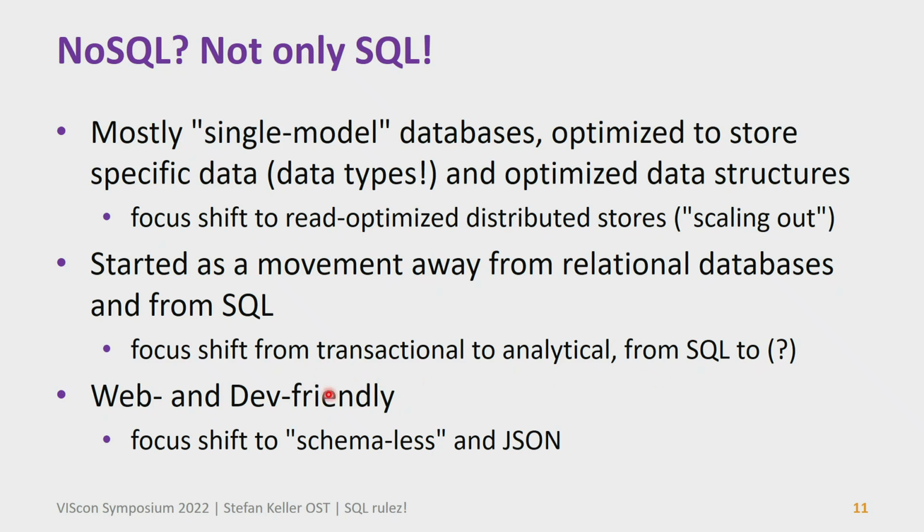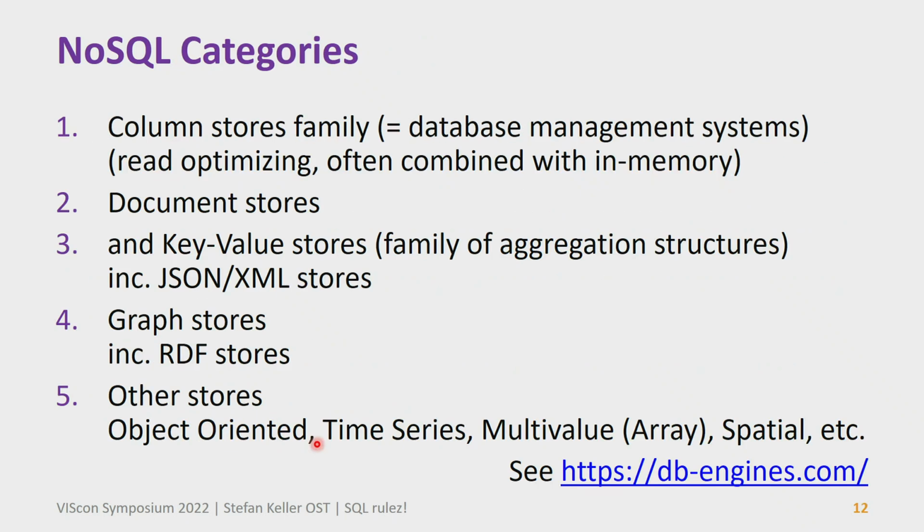And the other idea was that the database becomes more web and developer friendly. Which means a shift to a schema-less storage model and data model, and JSON. Now, the usual categories you read about NoSQL are 4, and I add a 5th one. The 4 are column store family, which means really columnar storage, or column family, which is a slightly different data structure, from Cassandra.